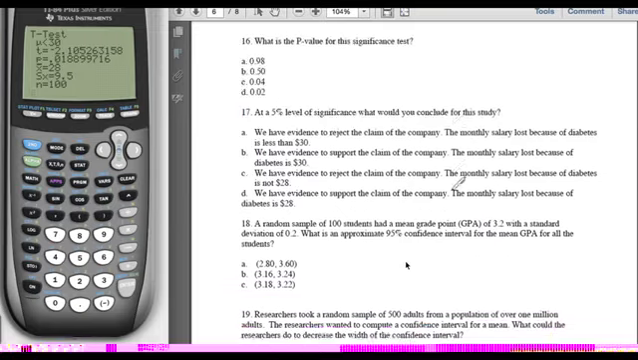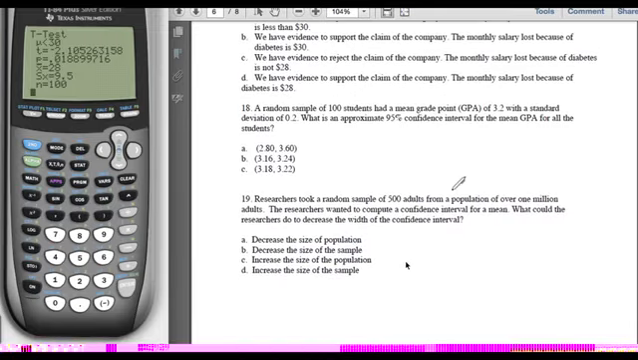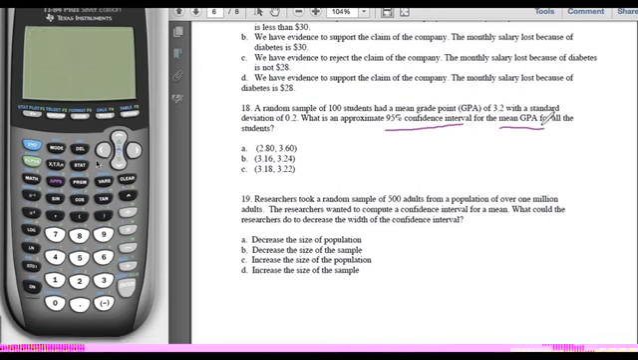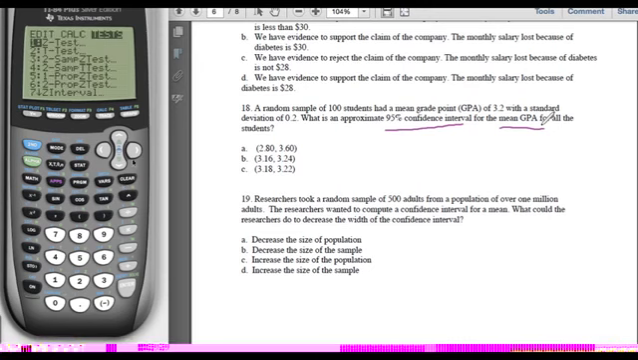Number 18 is also going to require us to use the calculator. We have a random sample of 100 students with a mean GPA of 3.2, a standard deviation of 0.2. What is our 95% confidence interval for the mean GPA? So this is a confidence interval about means. To calculate, I'm going to go to STAT TESTS number 8. This is a chapter 9 problem. Confidence intervals and hypothesis tests about means are from chapter 9. When we're dealing with means, we use the t interval. So I'll select number 8.